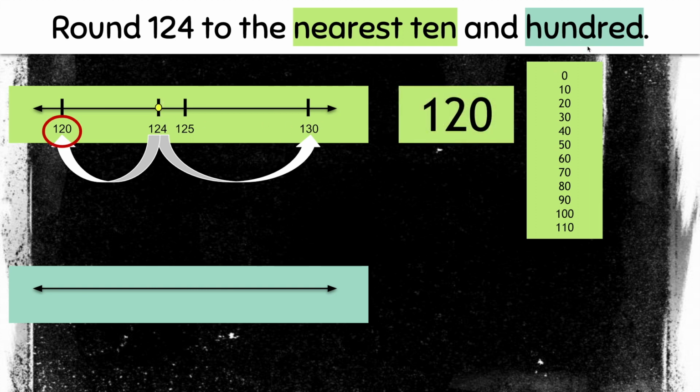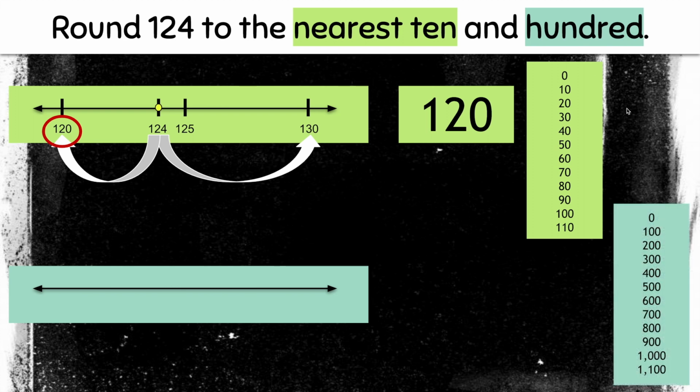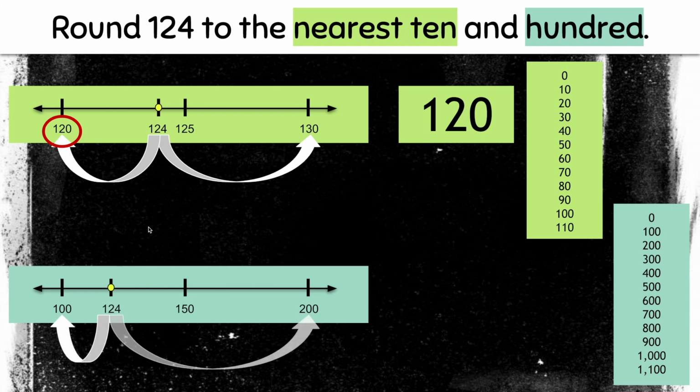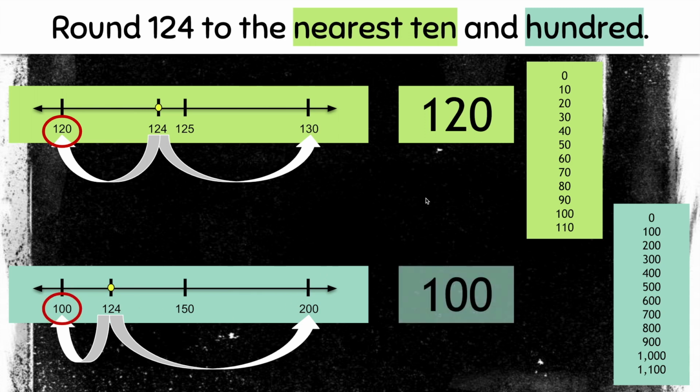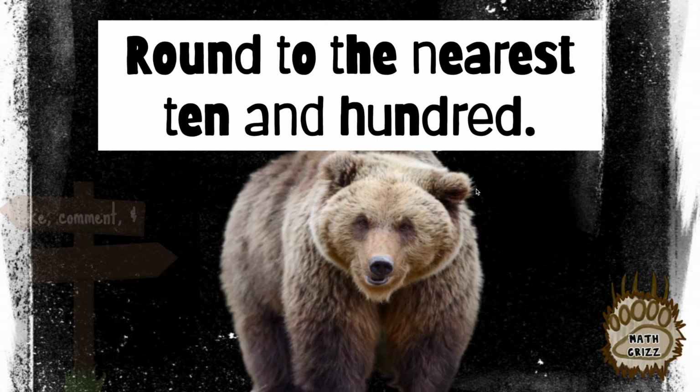Now let's work on hundreds. 124 is between 100 and 200. Now halfway is 150. 124 is less than 150. So will it round to 100 or 200? It will round to 100 because it's closer to 100 and further away from 200. So again, we have a 10 when we round to the tens place, and we have a 100 when we round to the hundreds place.